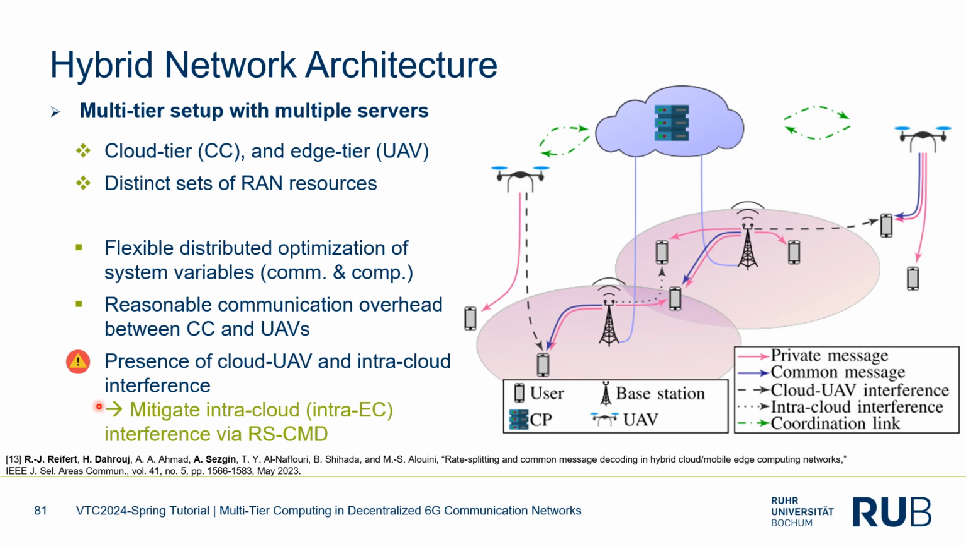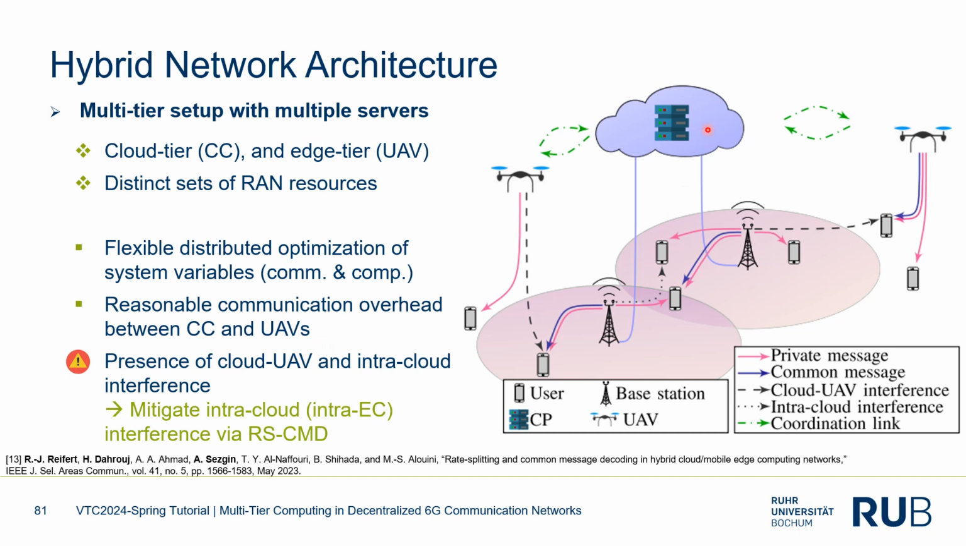And in this case, we mitigate, at least, the intra-cloud or intra-edge computer interference with the rate splitting multiple access schemes, in this case, rate splitting and common message decoding. In this case, especially the rate splitting scheme is as follows. It happens on a per computing platform basis.